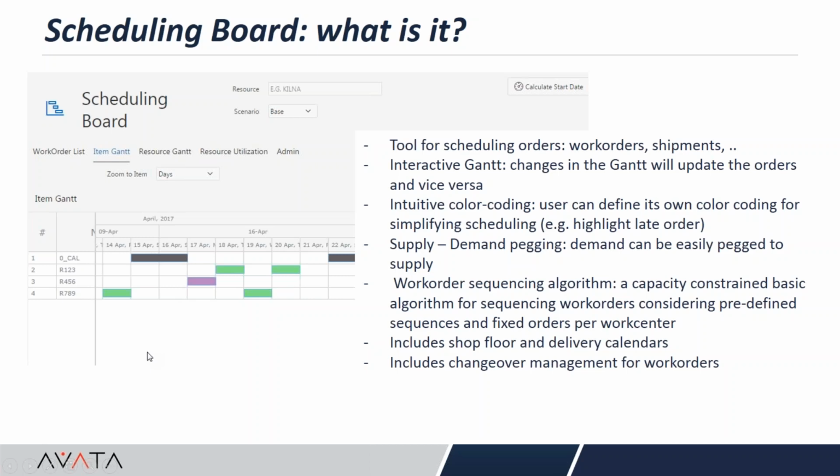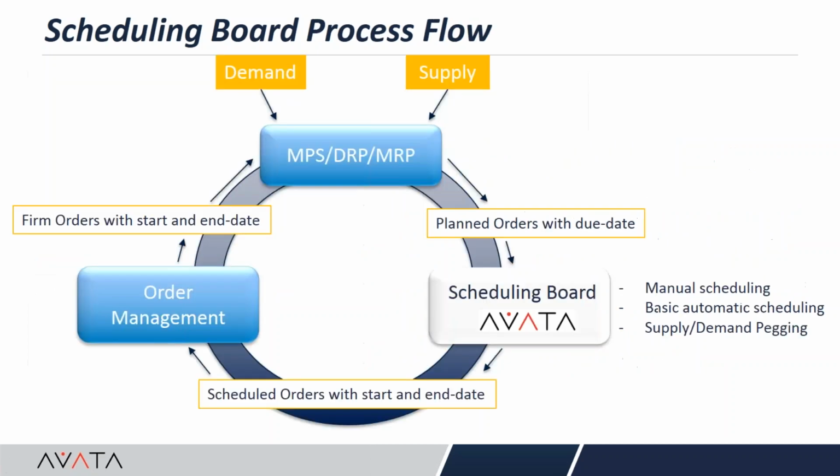There is some functionality regarding supply-demand pegging, which is typically for process industry, where you run an order for a full week, and then you want to see how much has already been assigned to a customer. And of course, it includes shop floor and delivery calendars. And there is also functionality regarding changeover management. So this is really the scheduling board. It's an intuitive scheduling tool for schedulers.